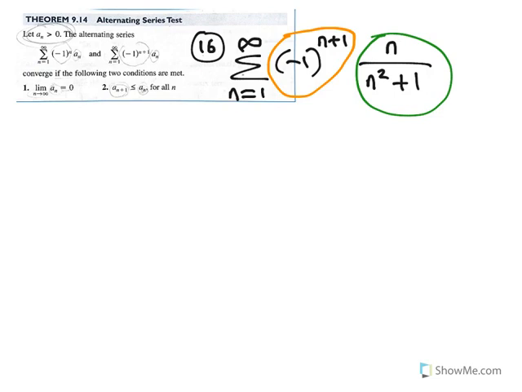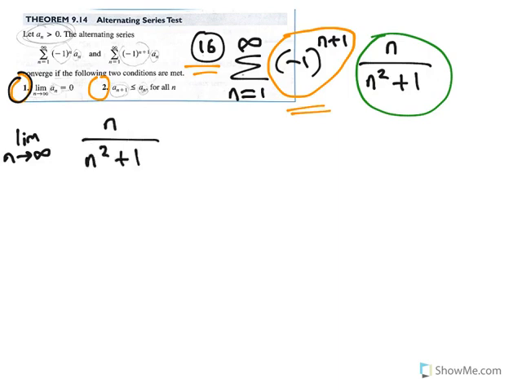So here's the alternating series test. We can apply it to determine if the series for number 16 converges or not, and we can apply it because we have an alternating series. There are two conditions that we check for. The first one is right here. We want to check to see if the limit as n approaches infinity of a sub n, where a sub n is n over n squared plus 1, goes to 0.